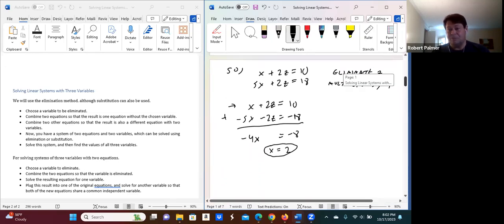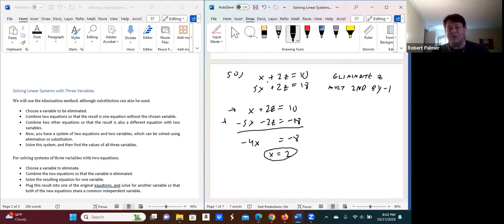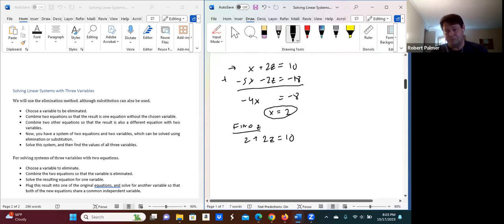Okay, x is 2. Now we want to find z, although we want to find y as well. Let's use this equation right here, either one works, to find z. So I use this one right here: x, which is 2, plus 2z is equal to 10. Of course, subtract 2 from both sides. We have 2z is equal to 8, and z is equal to 4. Okay, good. Next part. So lastly, we want to find y.